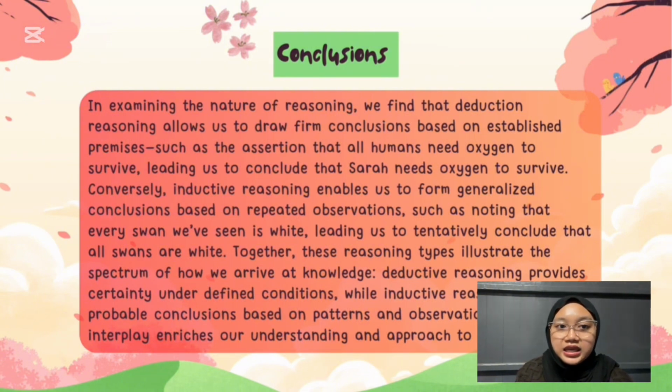On the other hand, inductive reasoning introduces different but equally important dimensions to our understanding. It enables us to form generalized conclusions based on repeated observations. For example, if we observe that every swan we encounter is white, we may tentatively conclude that all swans are white. While this conclusion is not absolute and carries an element of uncertainty, it allows us to make educated guesses about the world based on the patterns we observe.